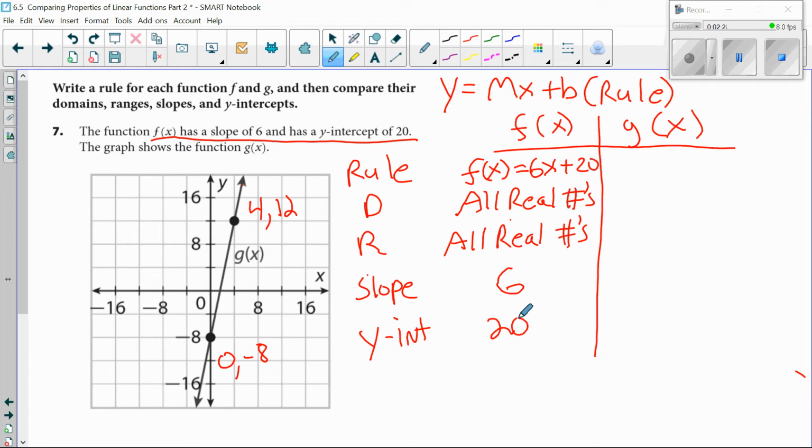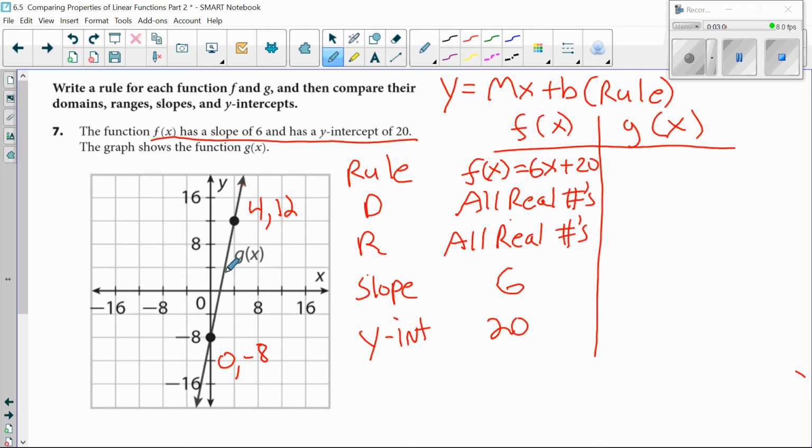Now, separate from f of x, we're going to do g of x, which is this graph. And we're going to go ahead and find the rule, domain and range, slope, and the y-intercept of those. On this one, you want to write the rule, but we don't know some of the information, the slope and the y-intercept and everything. So let's go ahead and solve that. I'm going to change the colors on this one, just to find the slope.